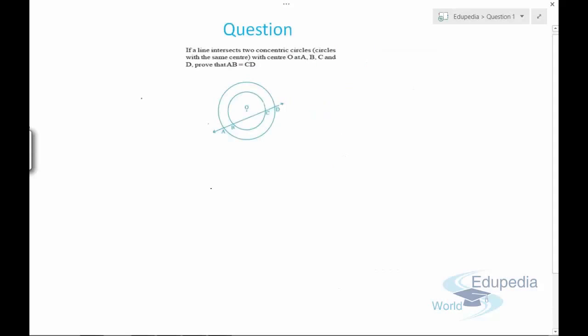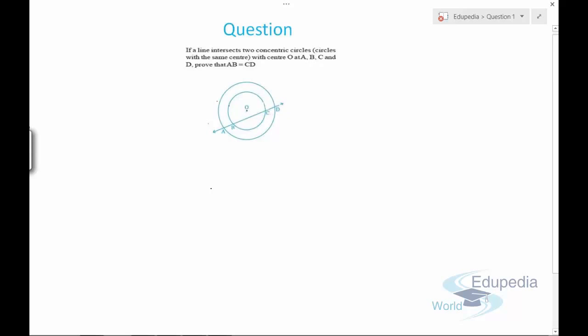Now the question says that if a line intersects two concentric circles, so first let me let you know that concentric circles are one circle within another circle like this. You can see this and this, they are concentric circles. Now with center O at A, B, C and D, we need to prove that AB equals CD, right? So let's see how we can do this.